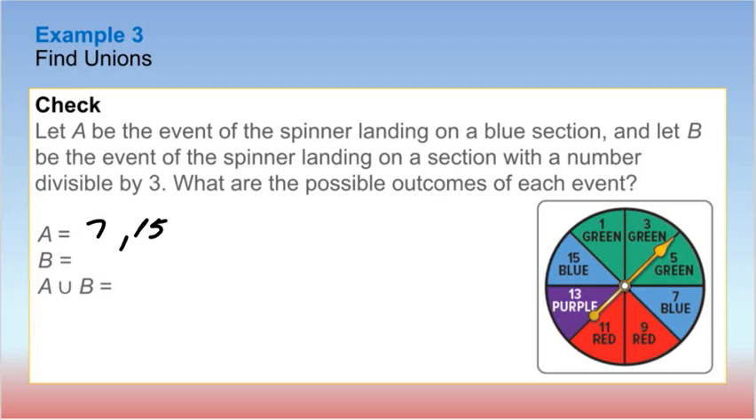For B, B is the event of the spinner landing on a section with a number divisible by 3. So I can divide by 3. So that would be 3, 9, and 15. And then A or B. So if I list those, that would be 3, 7, 9, and 15.